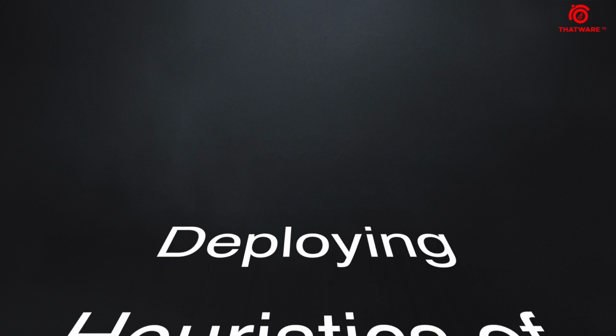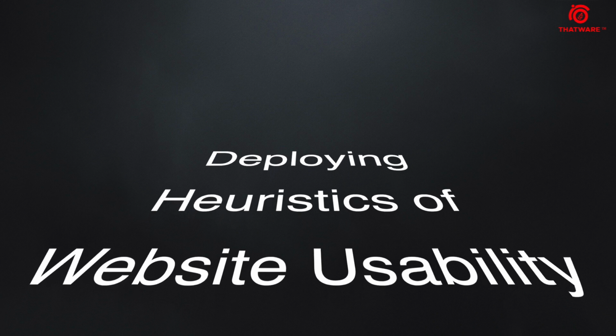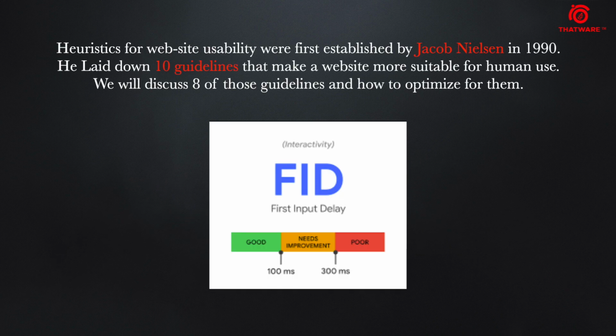Now, to deploy heuristics for a website's usability: website usability heuristics were first established by Jakob Nielsen in 1990. He laid down 10 guidelines that can make a website more suitable for human use. We will discuss 8 of those guidelines here and how to optimize for them.